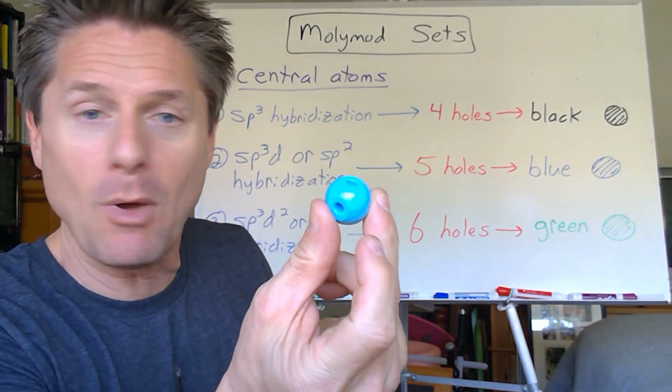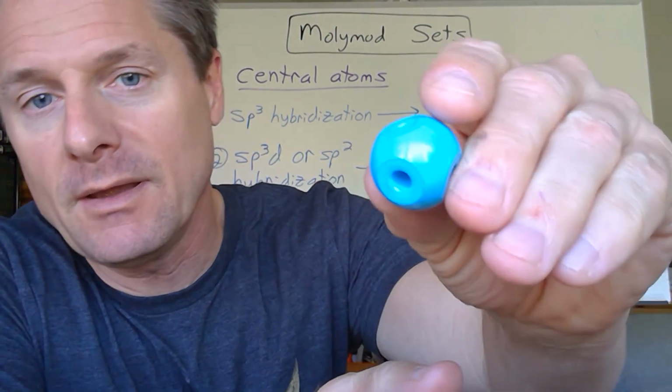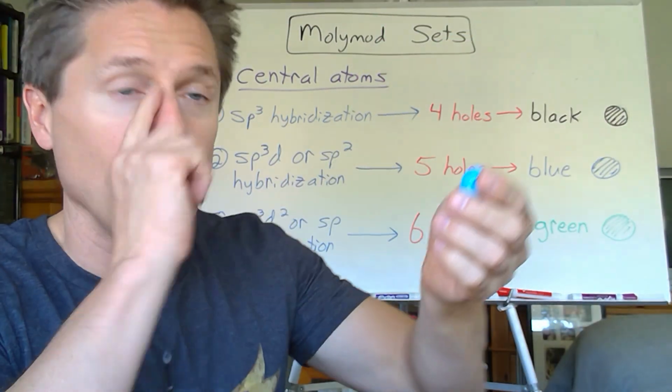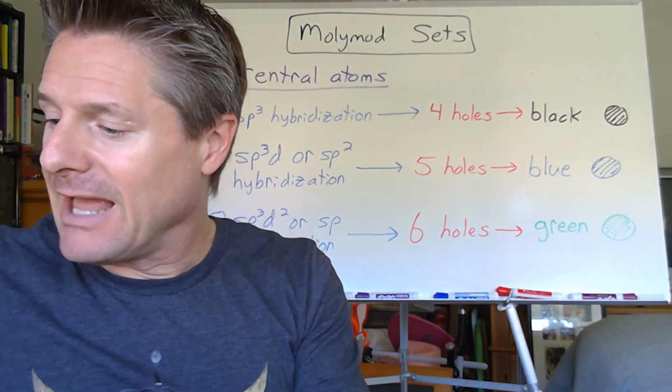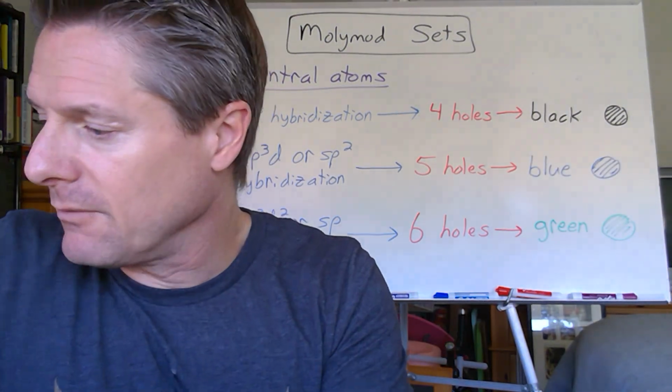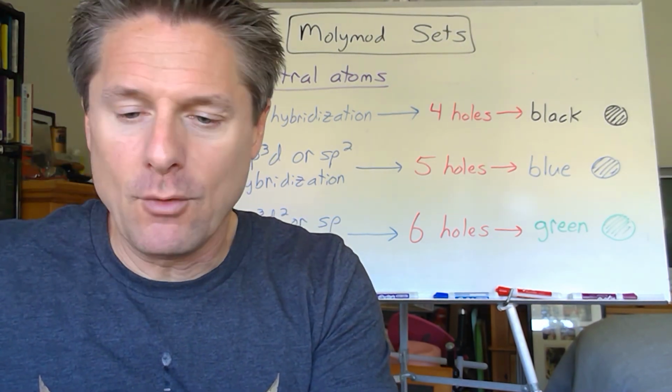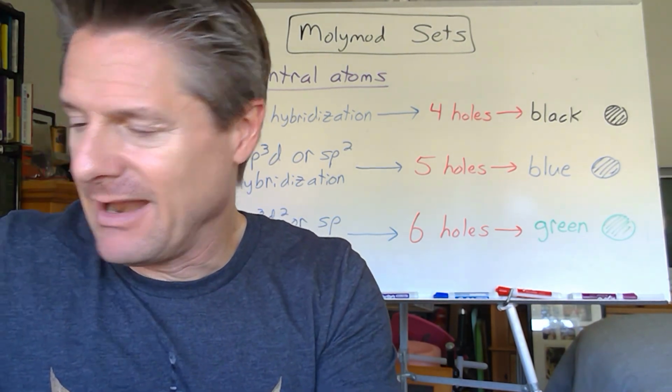So we're going to use a blue ball where you got 1, 2, 3, 4, 5 holes in there. So if you had 5 electron groups, right, sp3d, you would have those bonds in there.